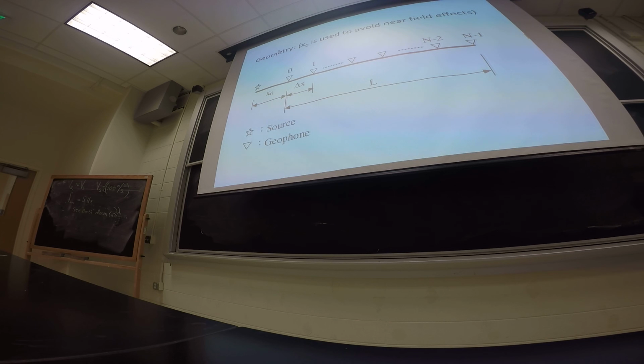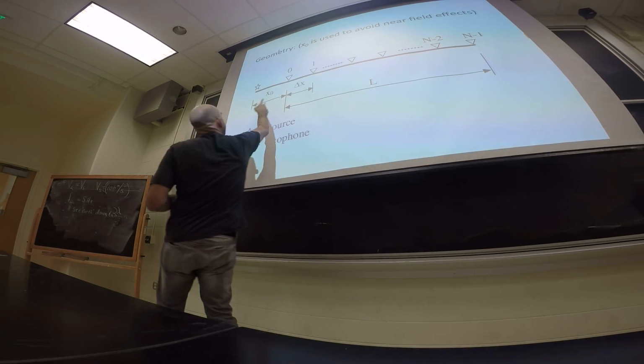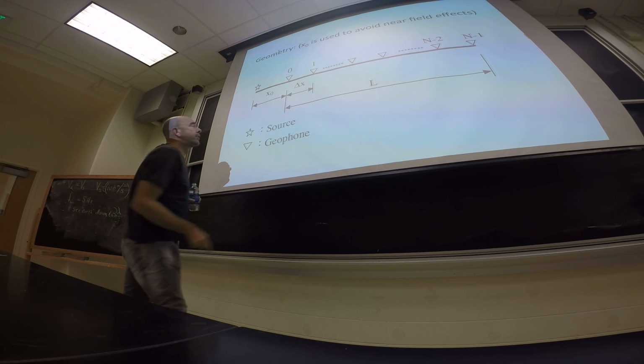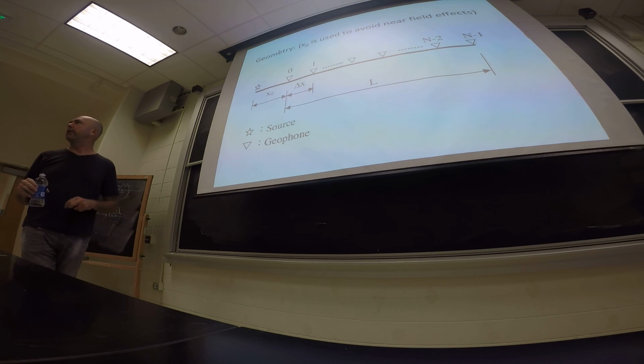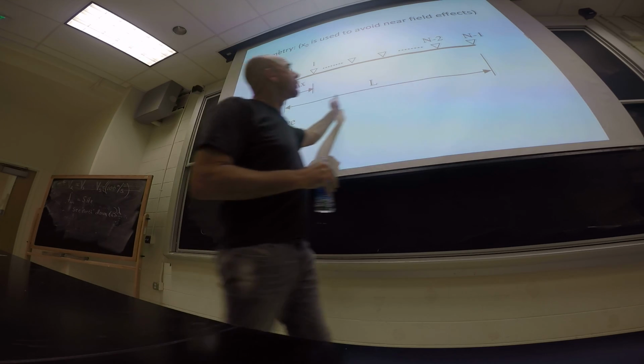Okay, so the geometry is just like we talked about in the case of refraction analysis. We've got a source, we've got a series of geophones. We offset the source, the first geophone, a little bit away from the source to make sure that we don't have near field effects. If we don't offset it, we may throw those near offsets away. And then we have a certain array length.